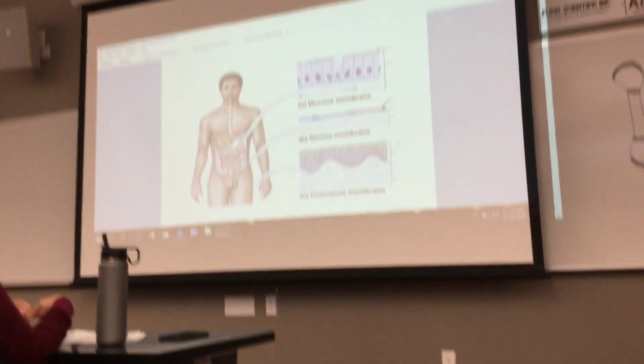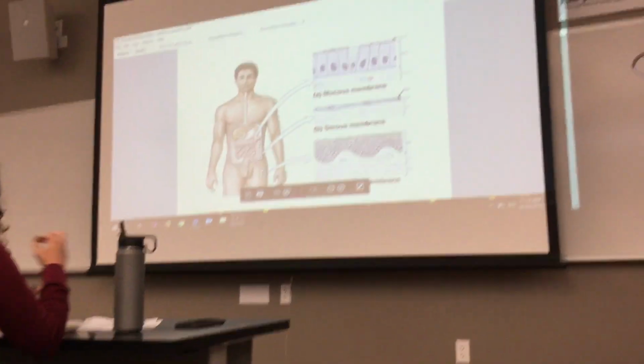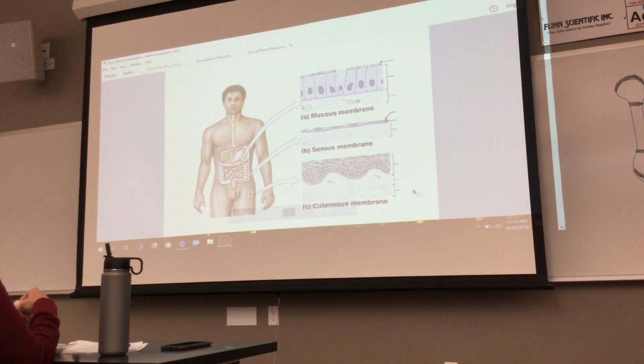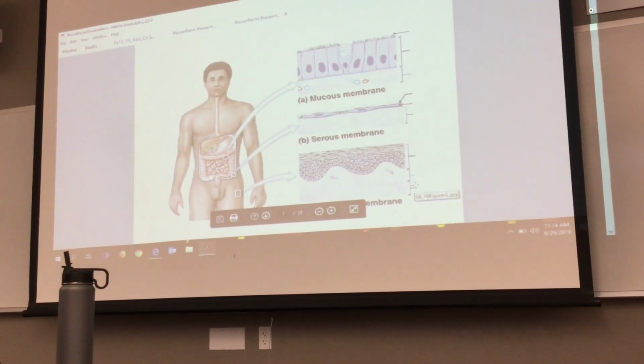Epidermis. Name of this layer of connective tissue. Areolar. That's the type. Papillary layer of dermis. Name of this layer. Reticular layer of dermis.